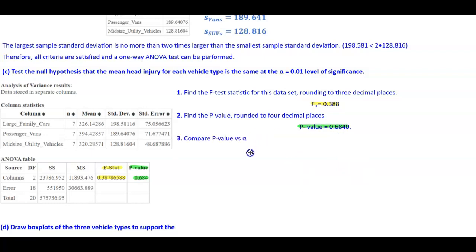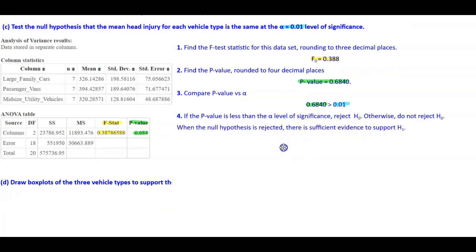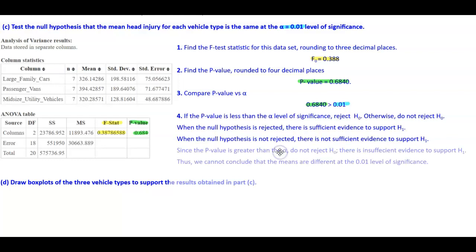Okay, and now we want to compare the p-value versus alpha. So we know that the p-value is 0.6840. We know that our alpha is at 0.01. And we can see that the p-value is greater than the significance level. Now, if the p-value is less than the alpha level of significance, we're going to reject the null. Otherwise, we do not reject the null. Now, remember that when the null hypothesis is rejected, there is sufficient evidence to support the alternative. When the null hypothesis is not rejected, there is not sufficient evidence to support the alternative hypothesis.